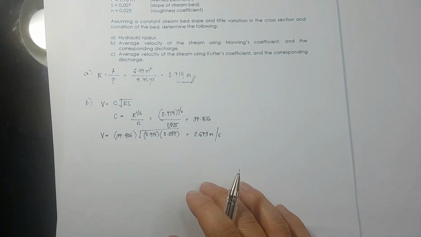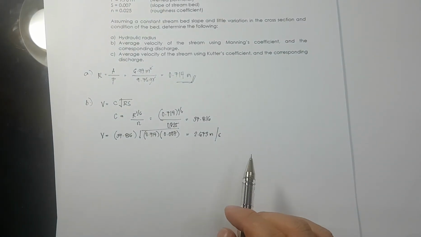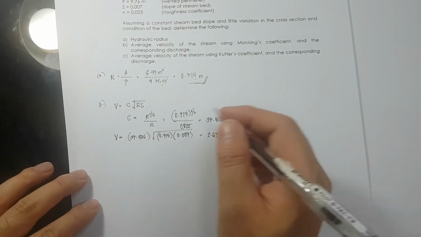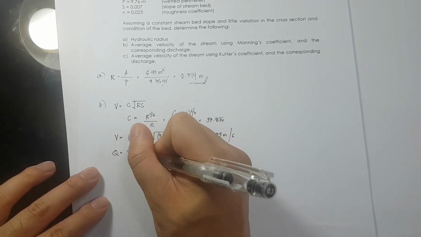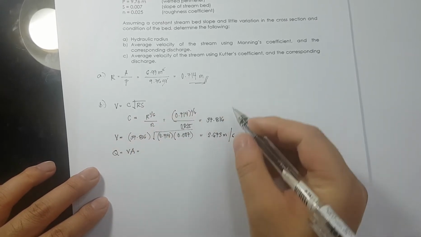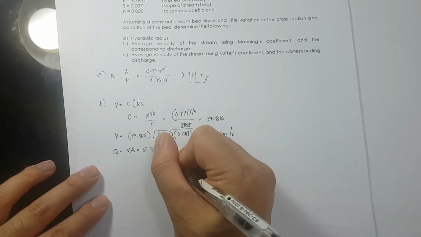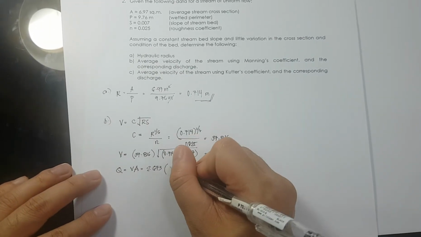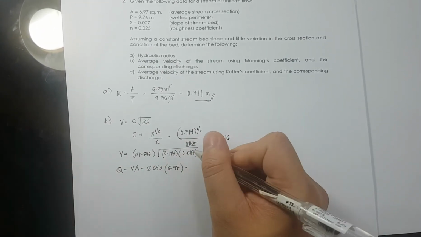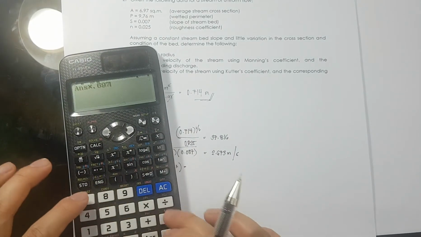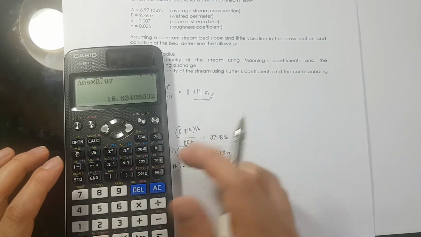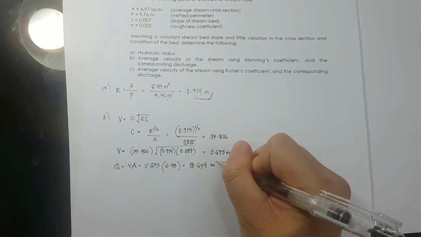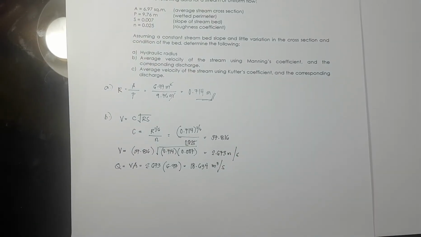Now if we are to get the Q, though what is asked of us is only the average velocity, let's try to solve for the Q as well. Q is equivalent to velocity times the area. Our velocity is 2.673 times the area of 6.97. So that is equivalent to 18.634 cubic meters per second.